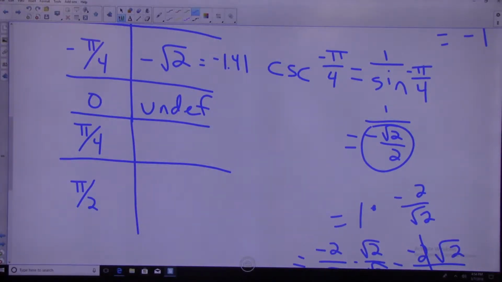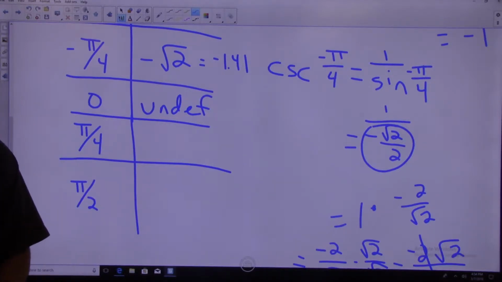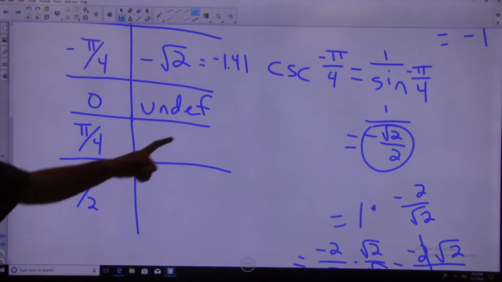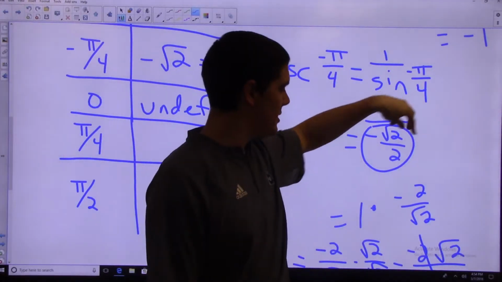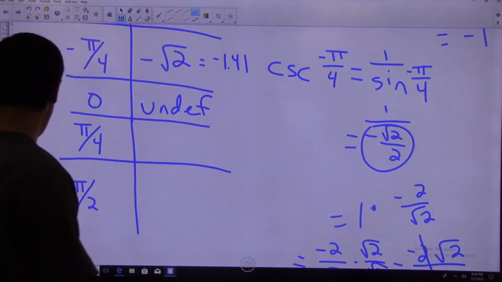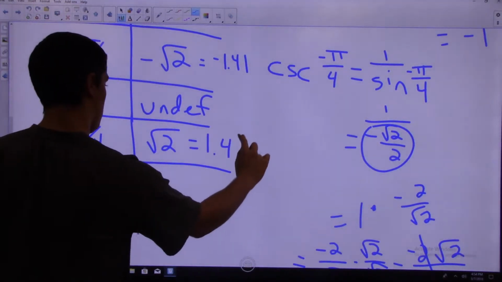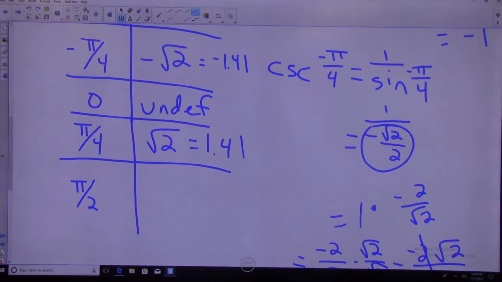Okay, now let me just speed this up again like I did last time. Pi over 4. If I take the cosecant of pi over 4, it's going to give me the same thing except opposite sign. So this is going to be positive square root of 2, which is positive 1.41. And pi over 2.